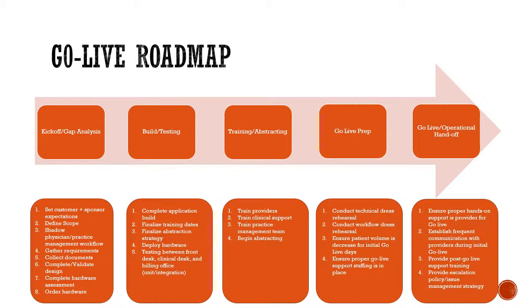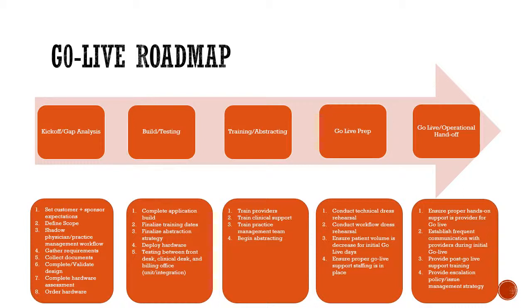I'm going to start off with the GoLive Roadmap, and this is a plan that illustrates what you can expect throughout the implementation of your electronic medical record system. Assumptions here is that your vendor has done the project planning of the cycle, and your vendor will be helping you through the process. As a physician or as a practice manager, some things that you should be watching out for is, are these high-level milestones being met?